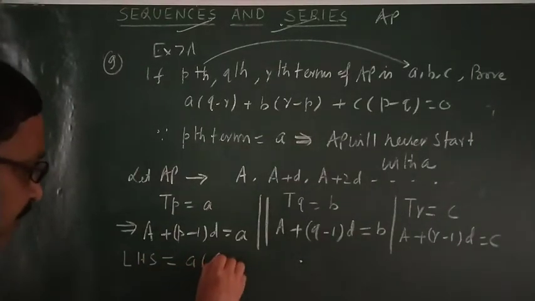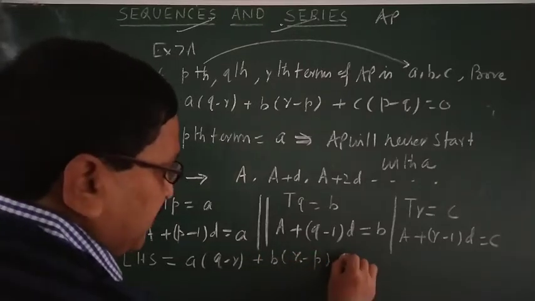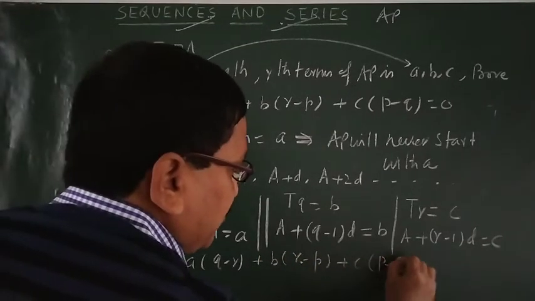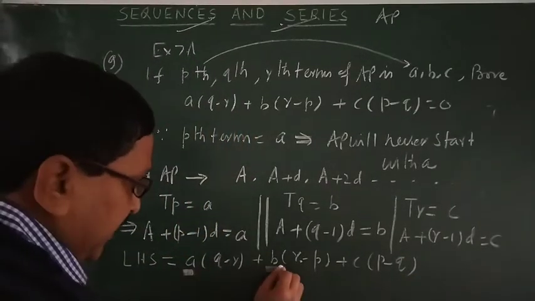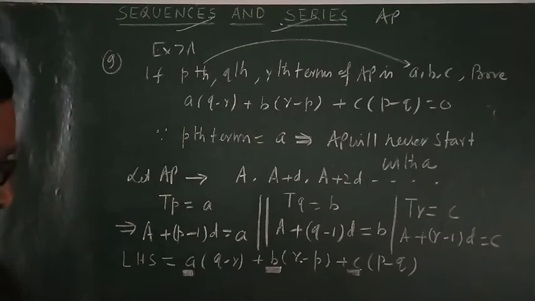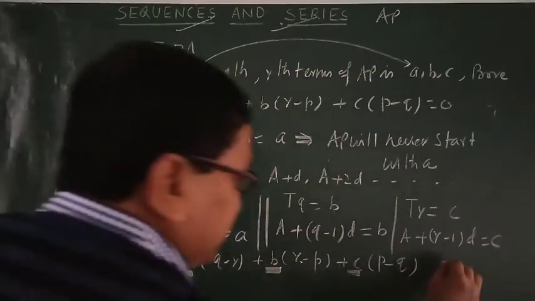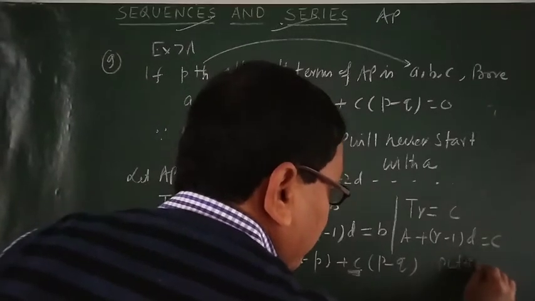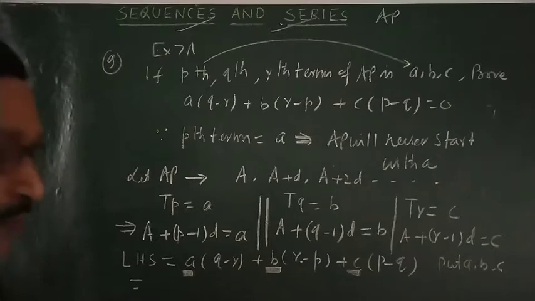LHS: A times (Q minus R) plus B times (R minus P) plus C times (P minus Q). Now put the value of A, B, C and simplify to get RHS 0. Put A, B, C and simplify. It has been left for you.